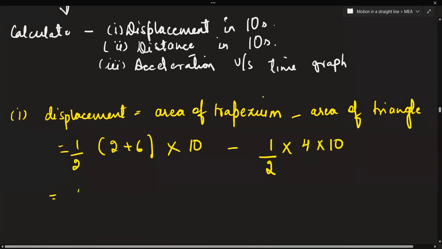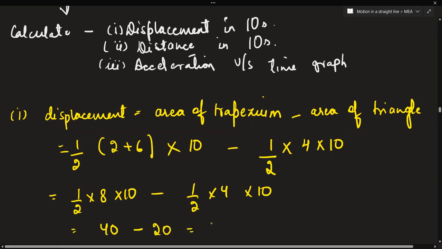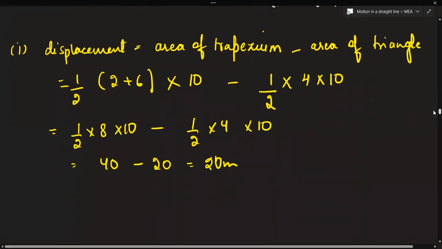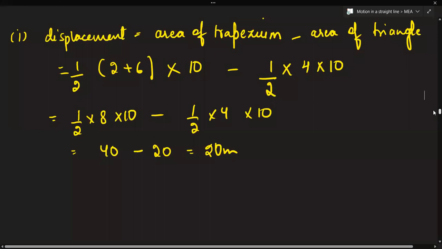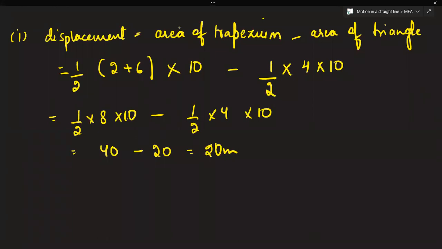So this becomes half into 8 into 10 minus half into 4 into 10. This is 80 by 2, which is 40, minus 40 by 2, which is 20. So the answer for the first part is 20 meters. This is the displacement for the first part. Now distance in the second part. Can anyone tell me the difference that will come while calculating distance and displacement? This is the solution for displacement.